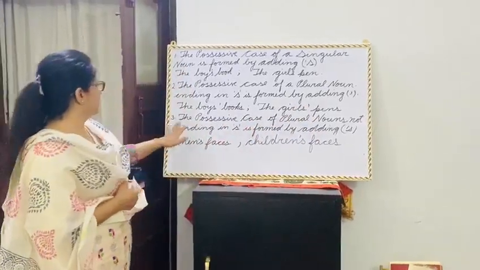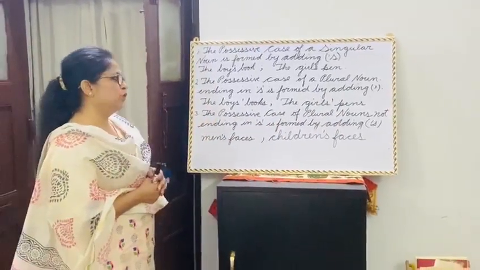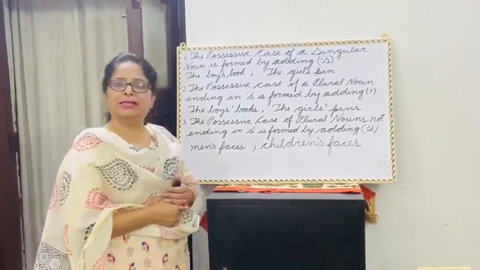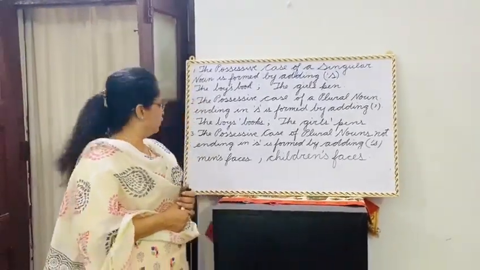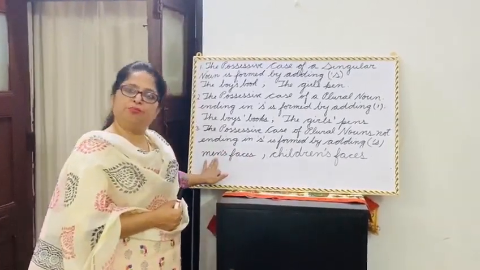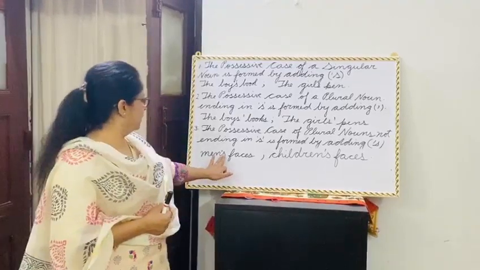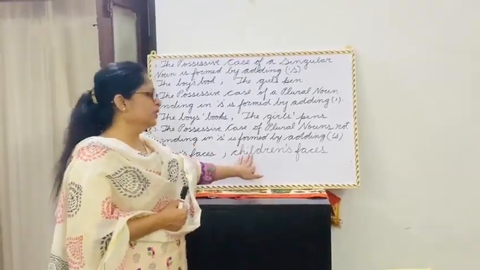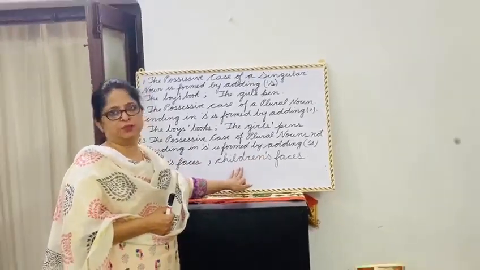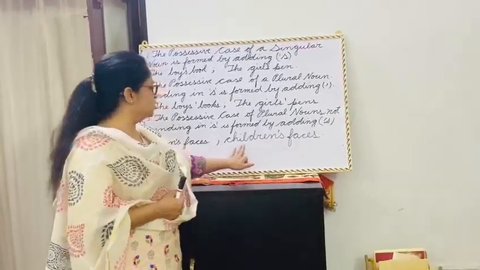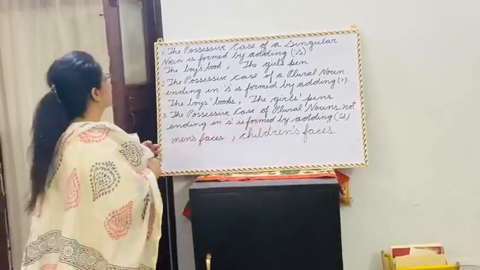Now the third one: the possessive case of plural nouns not ending in s is formed by adding apostrophe s. For example, men's faces. Men is a plural noun, so we just add an apostrophe s to it. The second one, children's faces. Here again children is a plural noun, so we add an apostrophe s to it. We say children's faces.